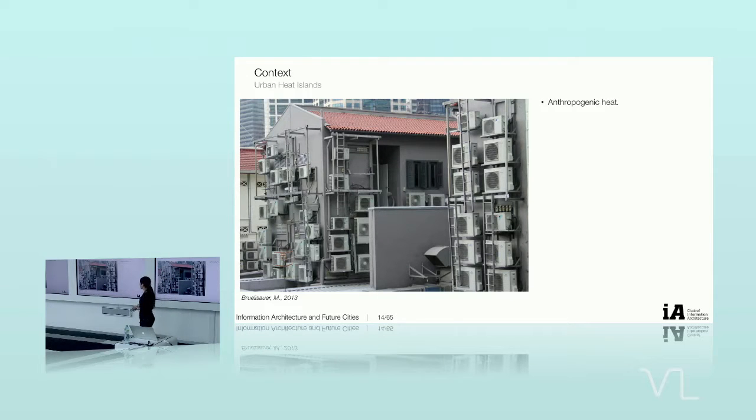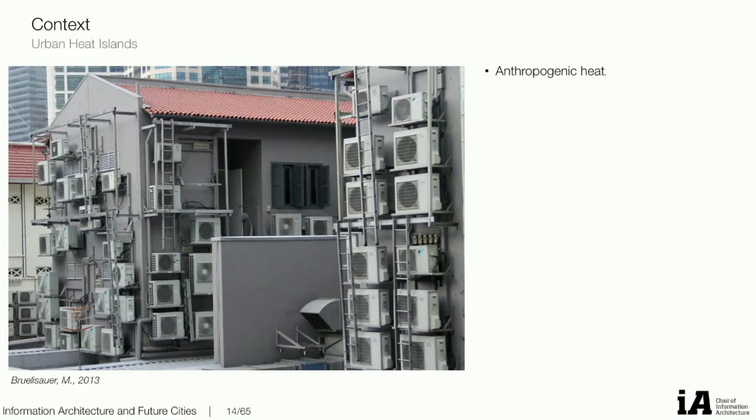And then there are different causes of this urban heat island. One of them is the anthropogenic heat, which is the heat emitted from human-made activities, so vehicles, industries, and in this case, air conditioners. This is a picture of Singapore taken by Marcel Brulisauer in the FCL, the Future Cities Laboratory, and he was studying in particular the effect of the changing temperature in the city based on the air conditioners. So how it would be more strategic to place these air conditioners not in the facades, but in the rooftops.